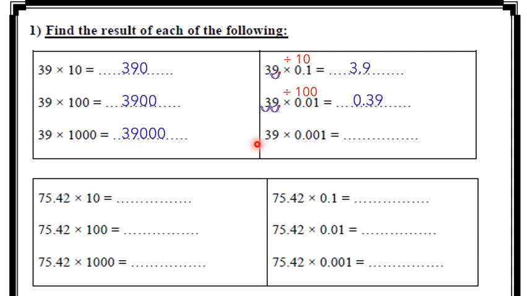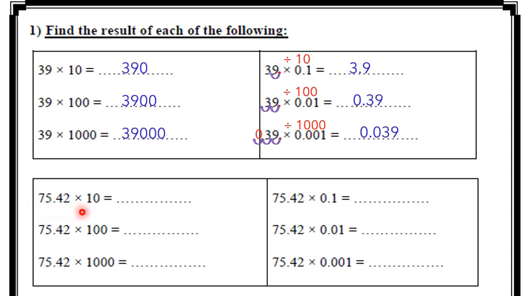The next, 39 times 0.001. It's a crazy number. So let's divide by 1000. Do you see a decimal here? If there is no decimal, I will put it at the end. And let's move to the left 3 places. 1, 2, 3. And then I put a decimal point. So here, an empty place, I will replace it by 0. So the answer is 0.039.